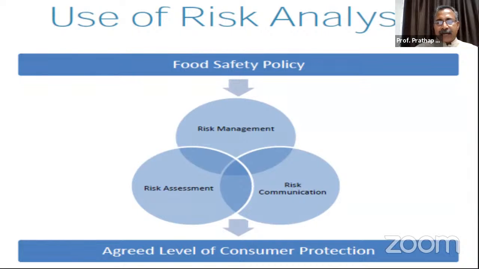is done by the regulatory fraternity in coordination with the scientific community, and the risk communication is the job of the government, and also the media, to convey the information in the right form to the consumers. Therefore, with all these three things together, an agreed level of consumer protection is brought about.